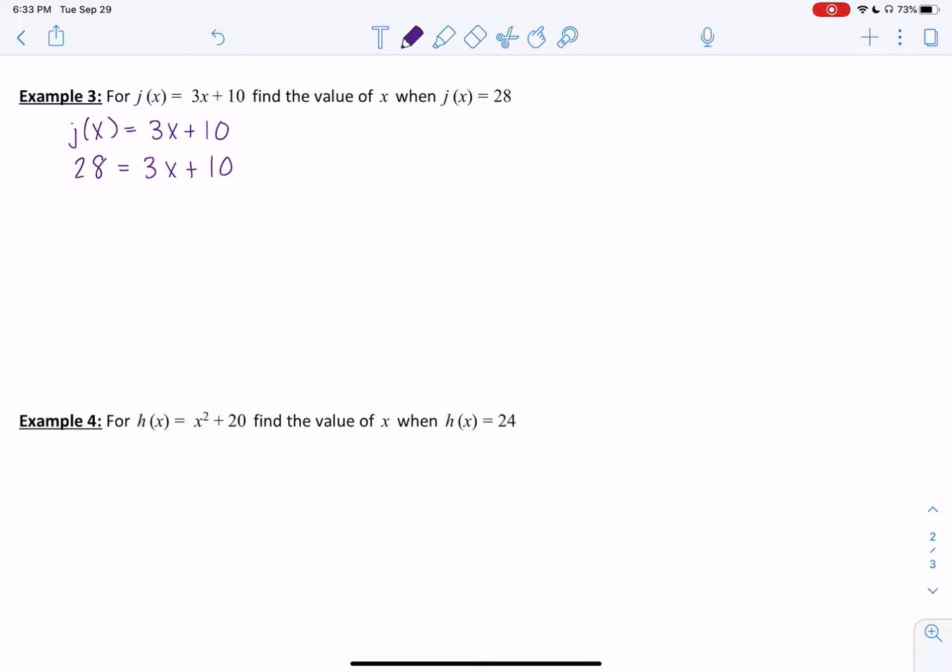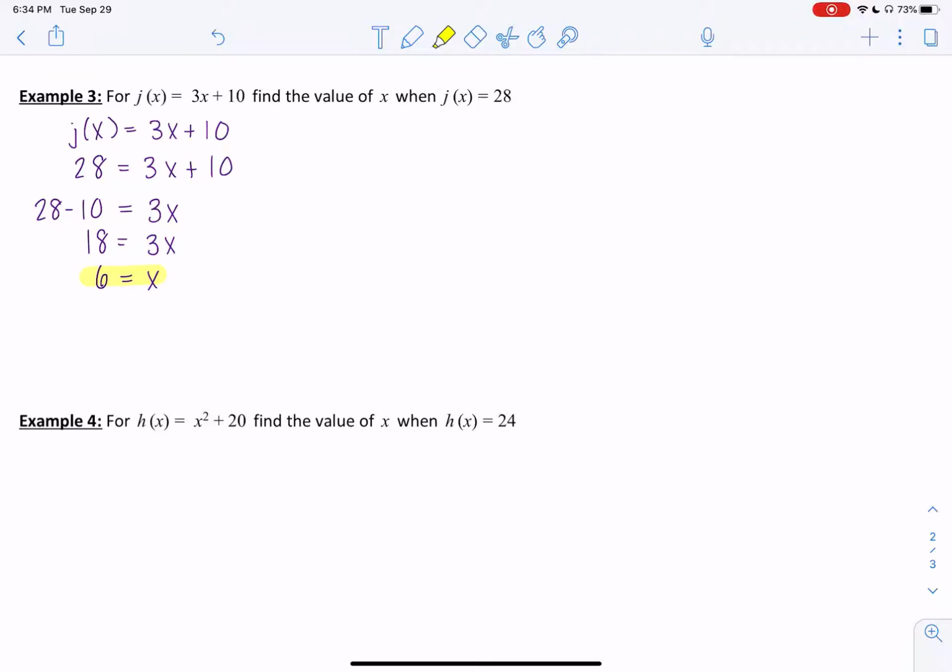So we're just isolating x here, which we've done before. So we'll start by moving the 10 over. There we go. So that will give us 18 equals 3x. And we just continue to isolate to get that x all by itself. So we divide out 3 and we'll get 6 equals x.